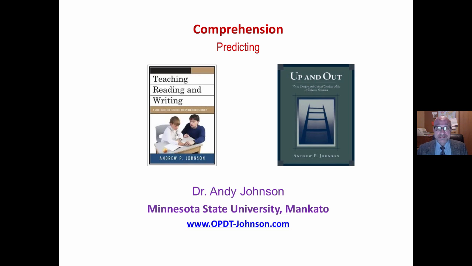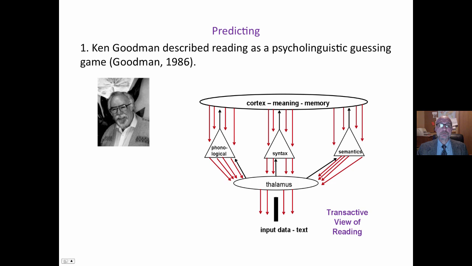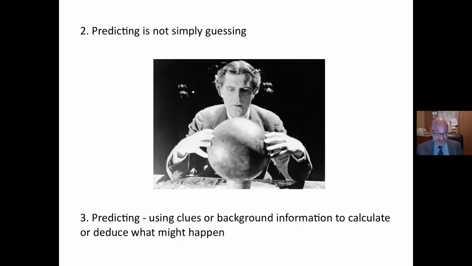We are looking at comprehension, cognitive processes, and we are going to look at prediction. Now, Ken Goodman described reading as a psycholinguistic guessing game. That means we use what's in our head to constantly think a little ahead and fill in the blanks as we read. There's more information flowing top down than page up. So we're predicting, we use very few letter cues. We use mostly what's in our head. So predicting is an important cognitive process.